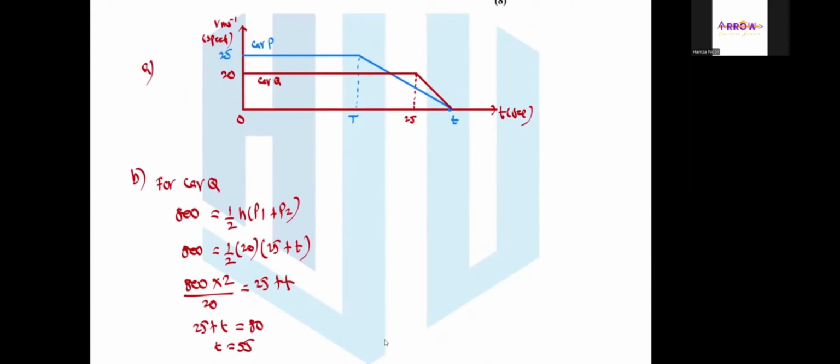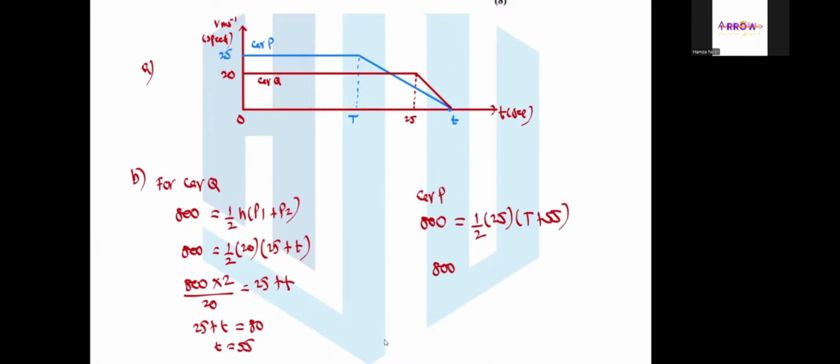For that purpose, we are going to consider the journey for car P. Car P has also covered the same distance, 800, but for car P, the area of trapezium will be found in this way: the height of the trapezium is 25 and one parallel side is T, the uppercase T, and the other parallel side is a small t, meaning 55, which we have obtained. So 800 is equal to half multiplied by 25 multiplied by (T plus 55).